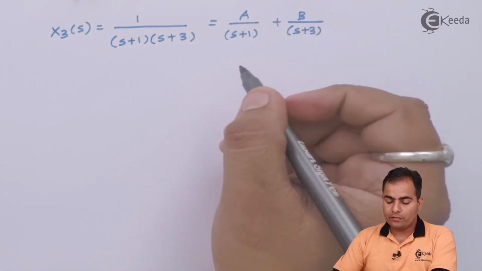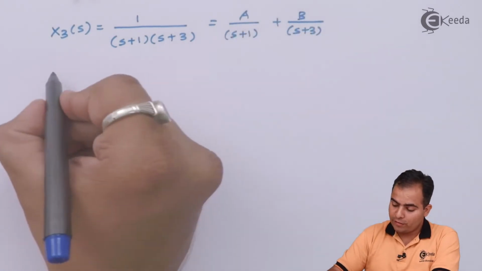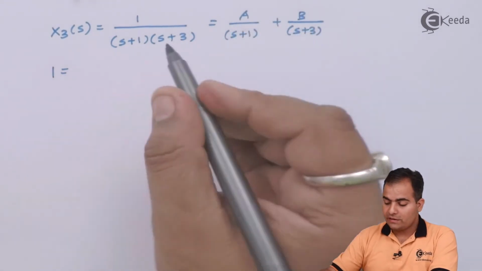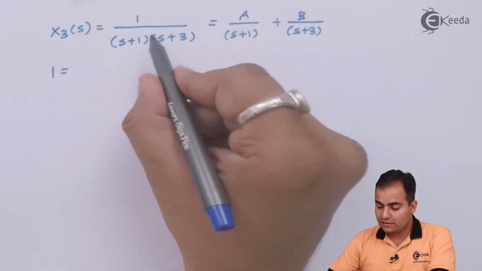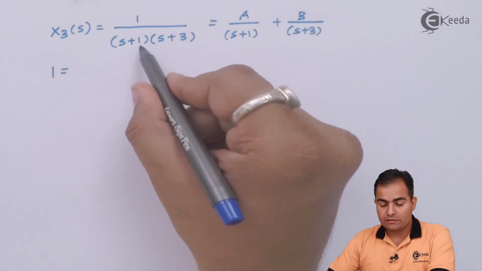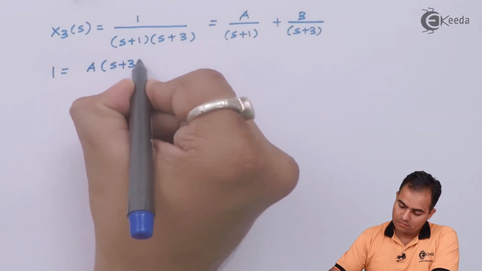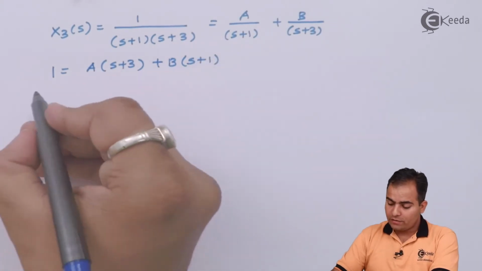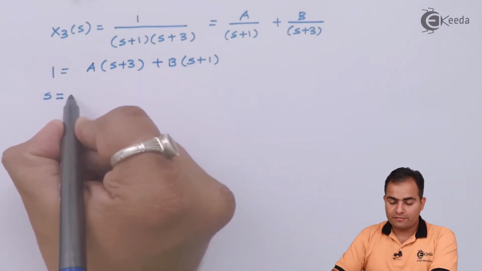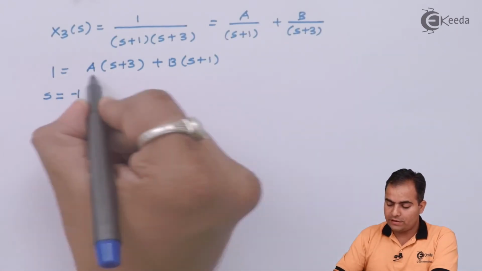Now what we are going to do, you know that we will multiply this left hand side denominator on the right hand side. So automatically you will have 1 on the left hand side, and a is multiplied with s plus 3 because s plus 1 will get cancelled, and b is multiplied with s plus 1 because s plus 3 will get cancelled. Now as I said earlier, my substitution remains fixed. So first of all we'll substitute s equals to minus 1 in this equation.